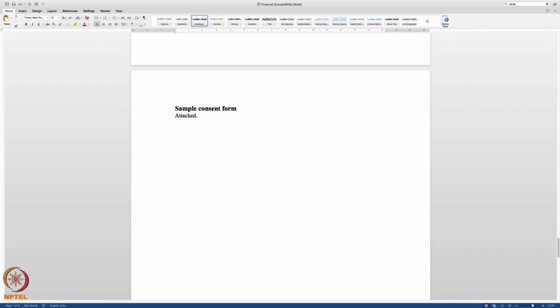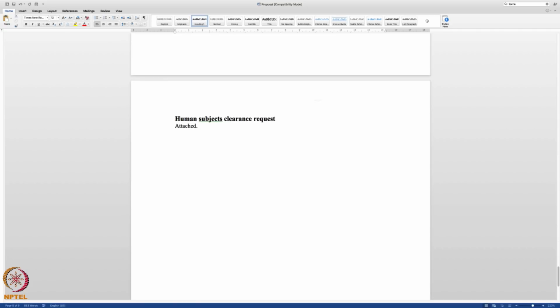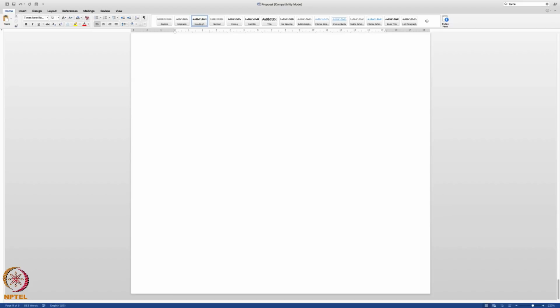Sample consent form. We'll come back to the sample consent form again. So what are the things that we will come back to? We'll come back to the survey questionnaire and the consent form. Human subjects clearance request, the one I just showed you, which requires that you go through the NIH training, have the certificate, and put that certificate with the application. So that gives you a sense of what the IRB application is.